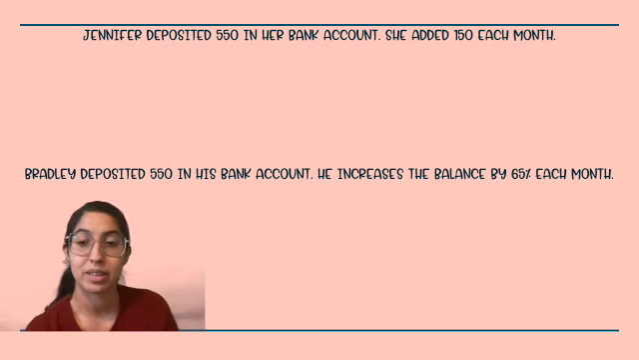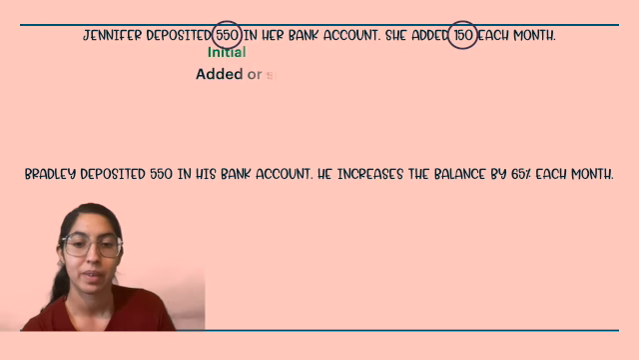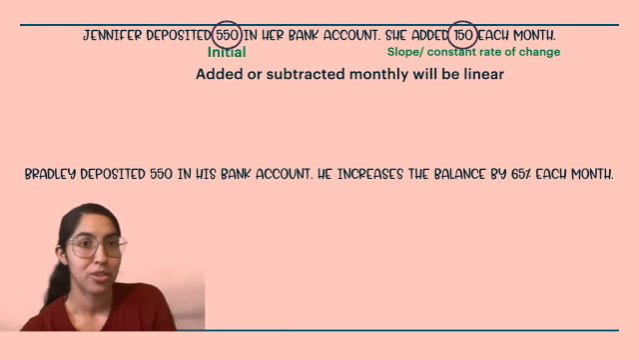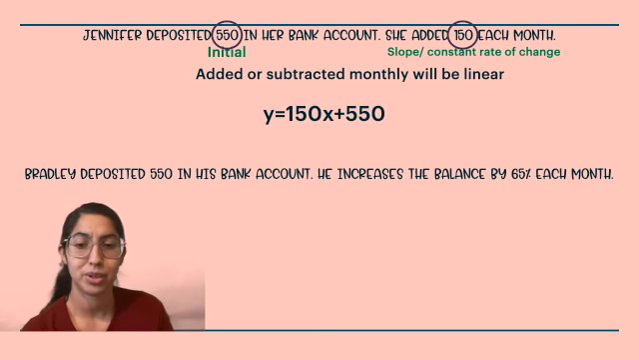So on this first one, I can see Jennifer deposited $550 in her bank account. She added $150 each month. So what does that look like? We have our initial, which is $550. We have our slope, or our constant rate of change, which is $150. We added or subtracted monthly. This would be linear. So y equals 150x plus 550.